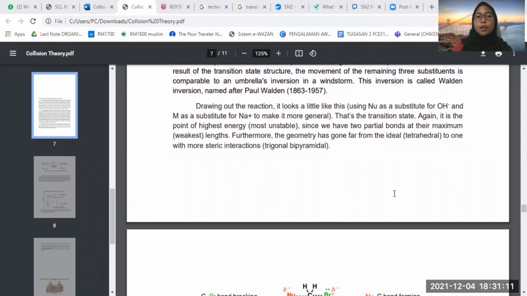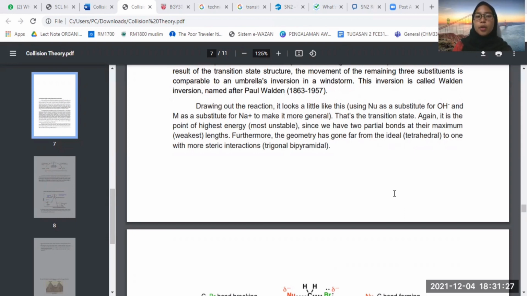Drawing out the reaction, it looks a little like this, using Nu as a substitute for hydroxide ion and M as a substitute for sodium ion to make it more general. That's it. That's the transition state.